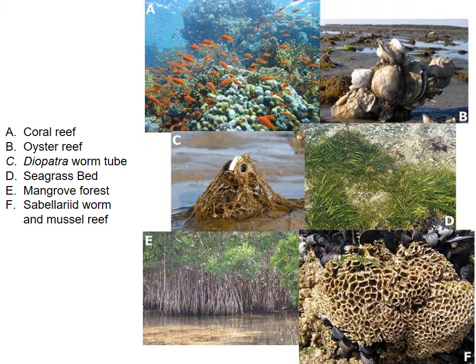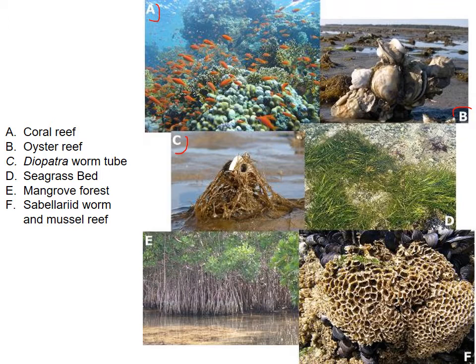So these are some visual examples of biogenic structure. A is a coral reef. B is an oyster reef. It's not a very dense oyster reef, looks like just some scattered clumps of oysters on a mud flat, but that is some biogenic structure. And perhaps from the same mud flat in picture C, this is a Diopatra worm tube, so it's a type of sedentary worm that builds and decorates a tube and creates structure.